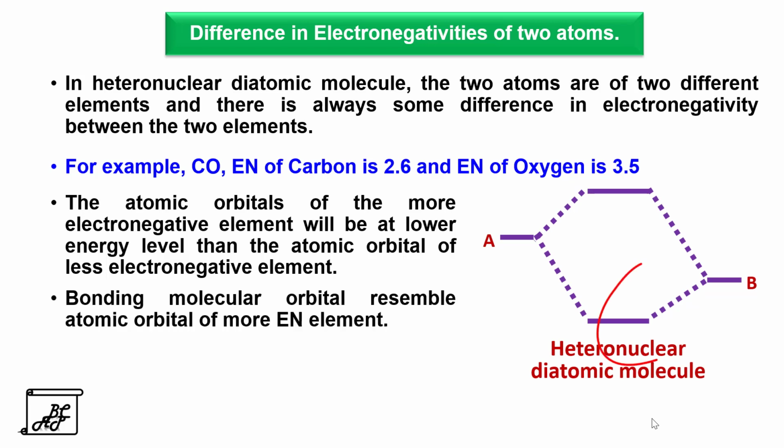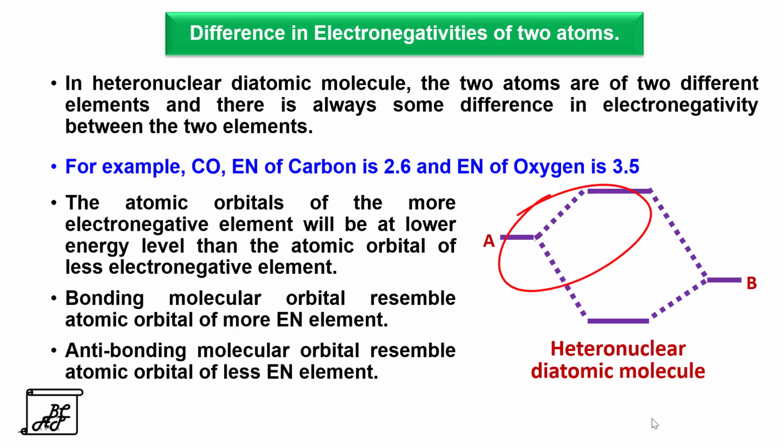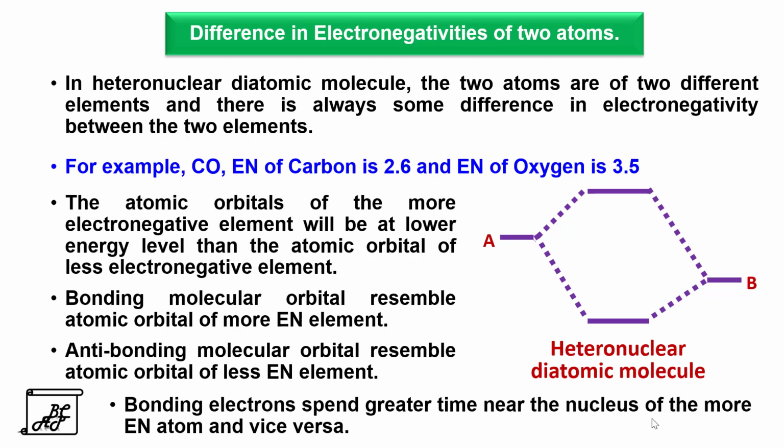As we can see, the bonding molecular orbital is close to the more electronegative atomic orbital. The bonding molecular orbital resembles atomic orbital of more electronegative element. Similarly, anti-bonding molecular orbital will resemble atomic orbital of the less electronegative atom. Because of this, the bonding electrons will spend greater time near the nucleus of the more electronegative atom and anti-bonding electrons will spend more time near the nucleus of less electronegative atom.